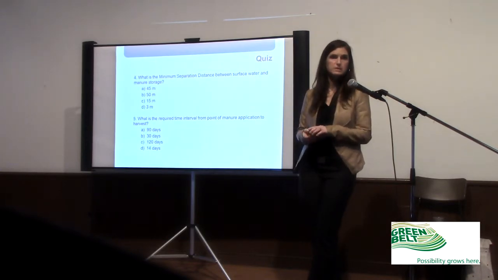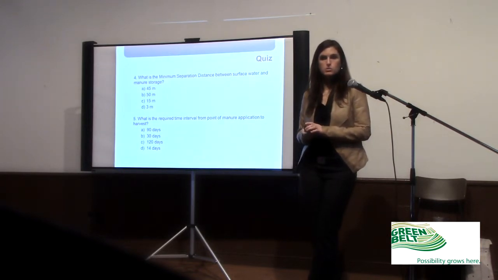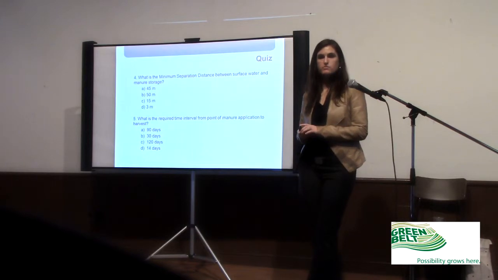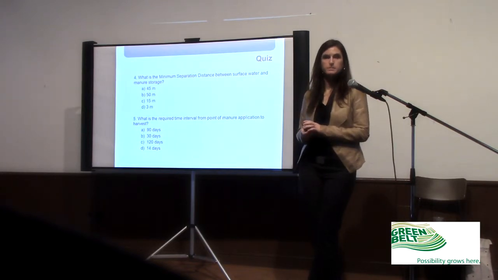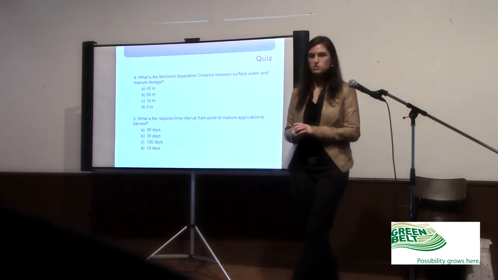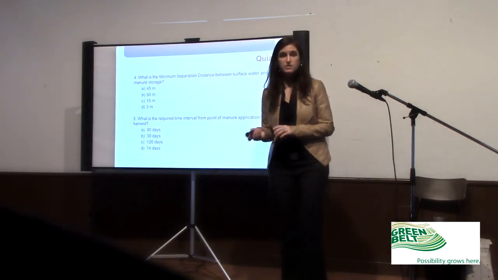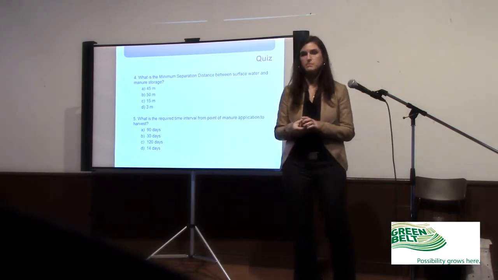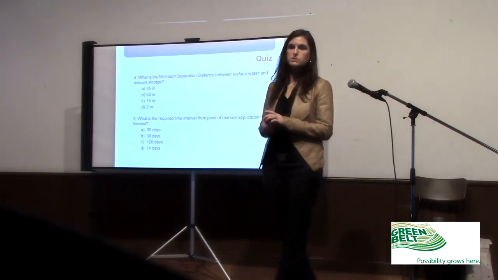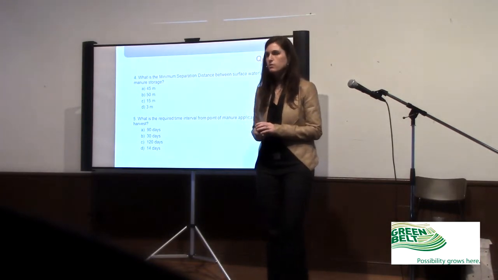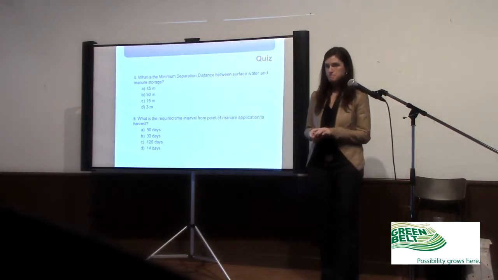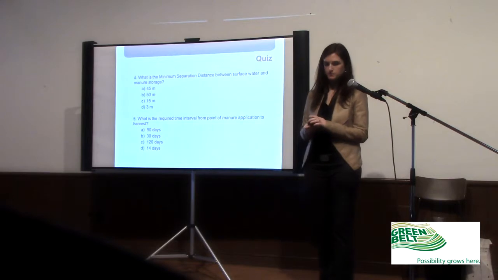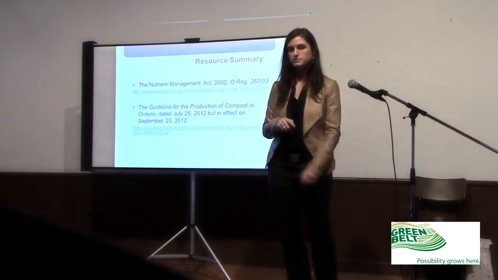Remember off that list? 3 meters. That's from 50. So there's 45, 50, 15, and 3. 50. Right. That one was specifically mentioned as far as surface waters, and that's for temporary or permanent. That was one where the numbers were actually the same. And then what is the required time interval from point of application to harvest? Yeah, 120. Good job. And those answers are in your book.